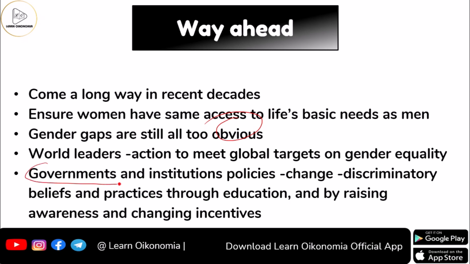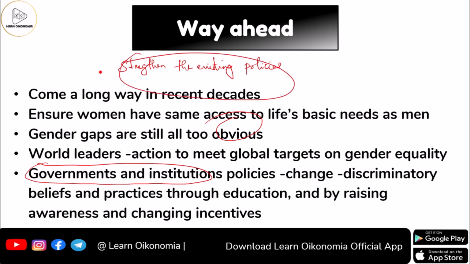We know that governments and institutions have certain policy schemes and programs, but what we need is not new policies and schemes. What we have to do is strengthen the existing policies. We can have new policies, but before that we have to strengthen the existing ones, because the problem here is not a lack of policies; we have an ample number of policies. The problem is with respect to implementation. We have to ensure proper implementation, and this can be done through education, through creating awareness among people, and through practicing.